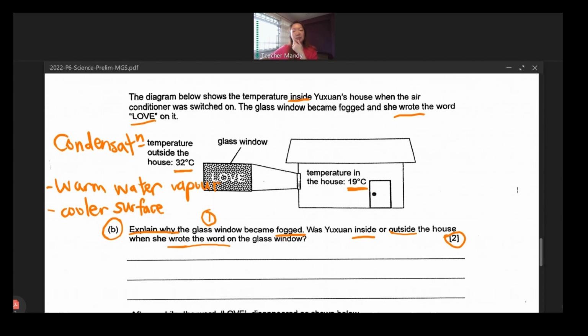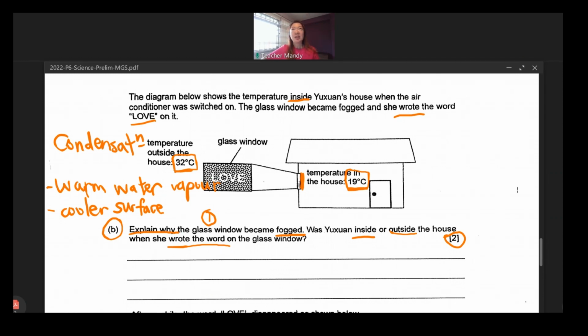Okay. So over here, okay, where is the warm water vapor? Which one has a higher temperature? Inside the house, outside the house? Outside the house. Because it's 32 degrees Celsius. Really warm. Okay. So that's where the warm water vapor is. Okay. And then where is the cooler surface? The cooler temperature, 19 degrees Celsius, which means the window inside, all right, is cool. All right. And this is where the cooler surface is.